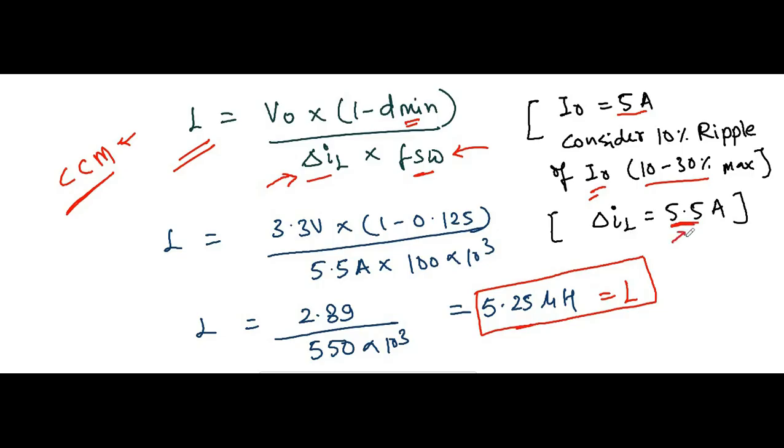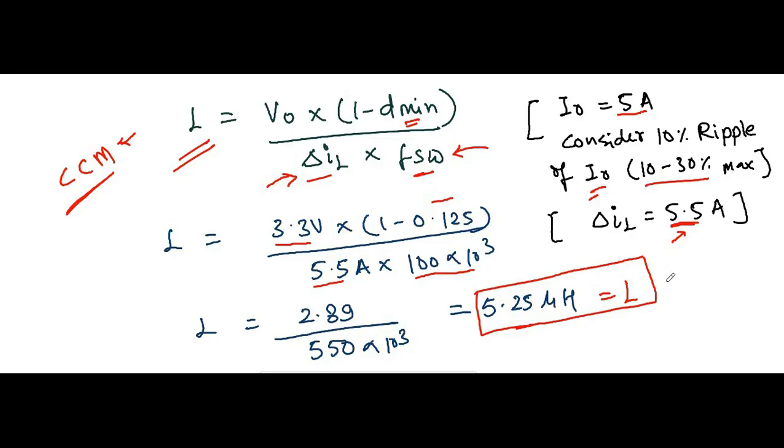Now if you replace all the values, the output is 3.3, 1 minus D minimum is 1.25, delta IL is 5.5 ampere, and the switching frequency is 100 kilohertz. If you solve it, you get the inductance value of 5.25 microhenry, and this is going to be the starting value of your inductor. This is step one.